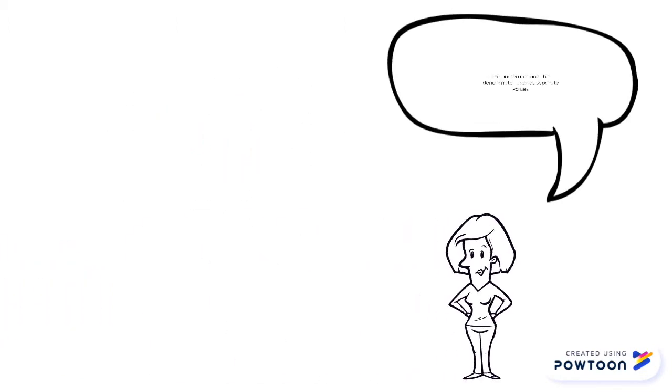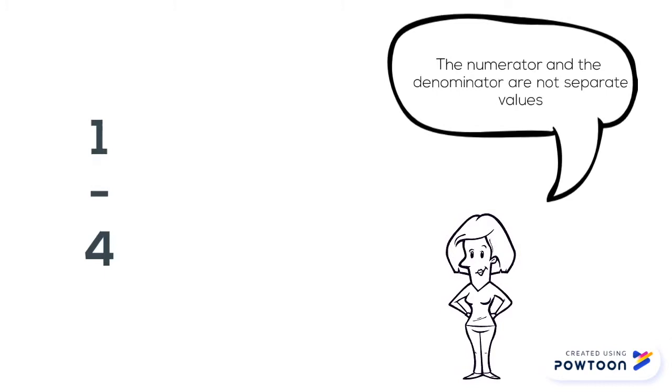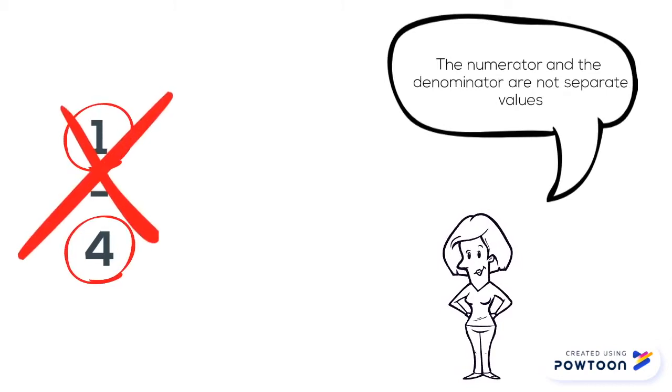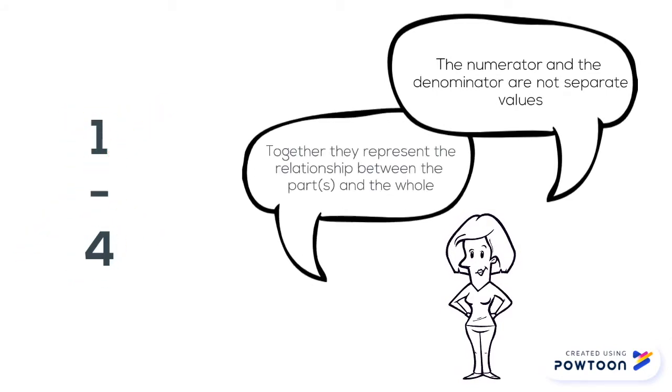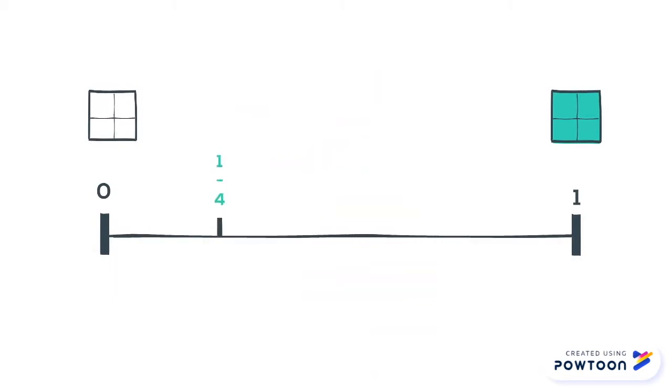The numerator and the denominator are not separate values. Together, they represent the relationship between the parts and the whole. But what does this mean? First of all, fractions are still numbers. They are just not whole numbers. We can see this when we look at fractions on a number line. We can see that 1/4 is less than 1 whole, but it is larger than 0. We can also see that 1/4 is more than 0, but less than half.